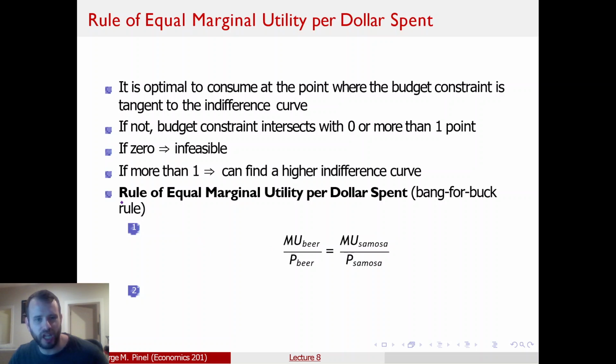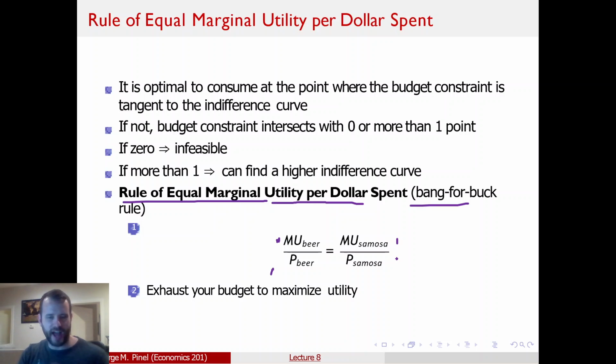They call it in the book the rule of equal marginal utility per dollar spent. That's the technical econ term. I like the bang for buck rule because it's concise and to the point, which in general is everything that I'm not, but it's easier to understand. So bang for buck rule. The next beer better give you more happiness, or better give you the same happiness per dollar that the next samosa gives you per dollar.